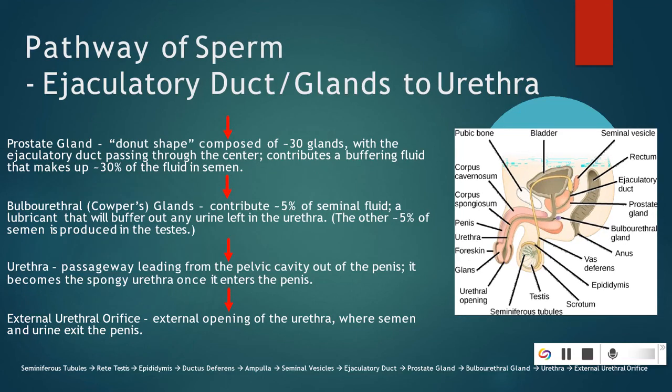Onward to the prostate gland. It is a donut-shaped gland comprised of around 30 glands, actually, with the ejaculatory duct passing through the center, and it contributes a buffering fluid that makes up about 30% of the fluid in semen.